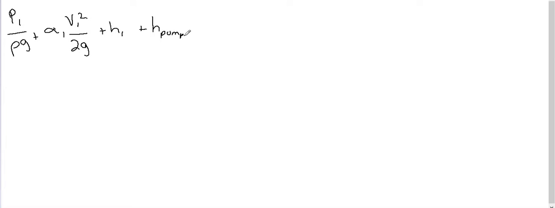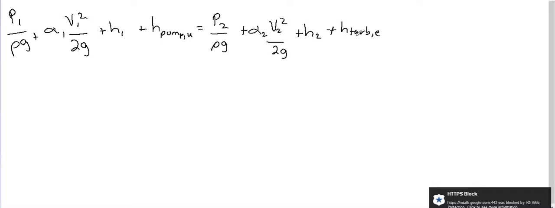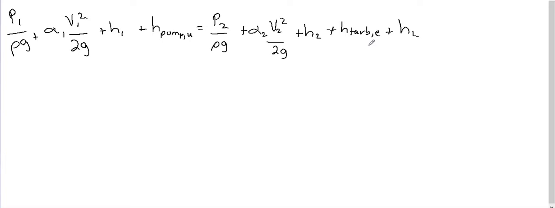So let's write out our energy equation here. That's the first thing we've got to do. So we have P1 divided by rho g, plus the kinetic energy correction factor alpha 1 V1 squared divided by 2g, plus H1, plus the head of the pump, if we have one or not, the useful head of the pump, is equal to P2 divided by rho g plus alpha 2 V2 squared divided by 2g plus H2, the second elevation, plus the head of the turbine, the extracted head of the turbine, plus the head loss. And that extracted head of the turbine is what actually comes out of the turbine.